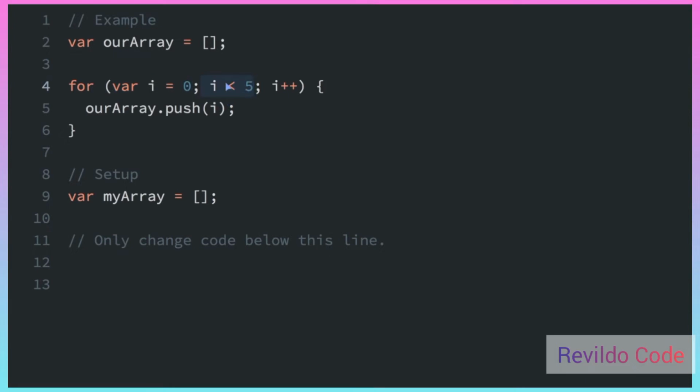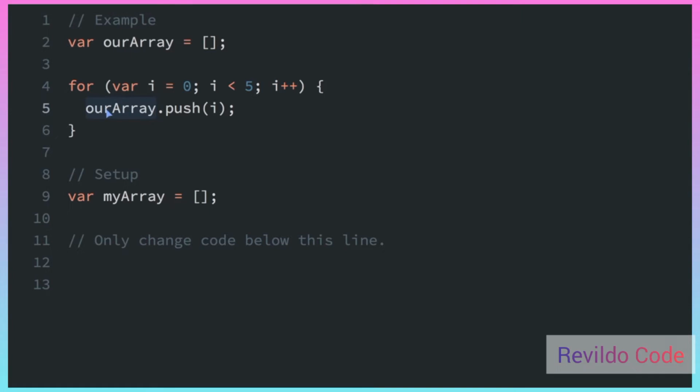Once this evaluates to false, we break out of the loop. So while i is less than 5, we'll continue to run through the loop over and over until this is false and we break out of the loop. The final thing is what we do at the end of each iteration. At the end of each iteration, we will increment i by 1.